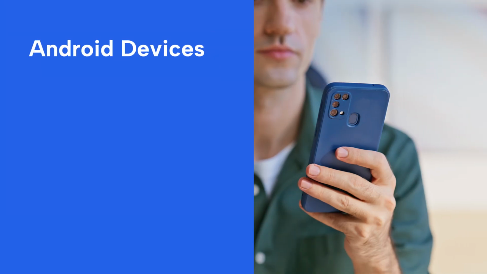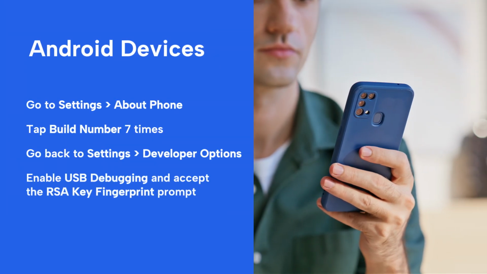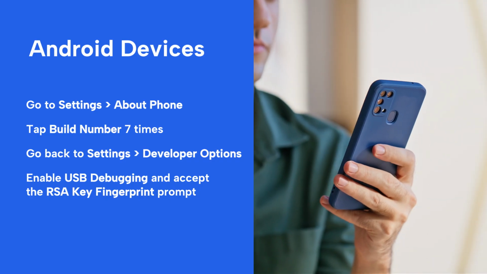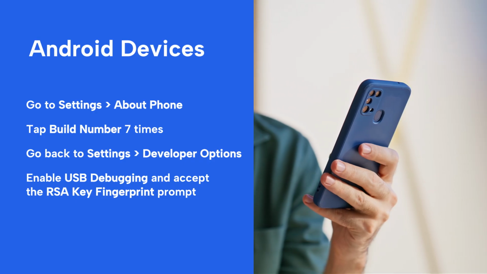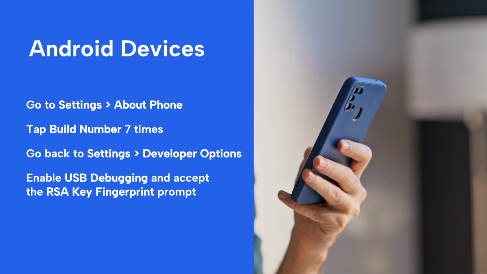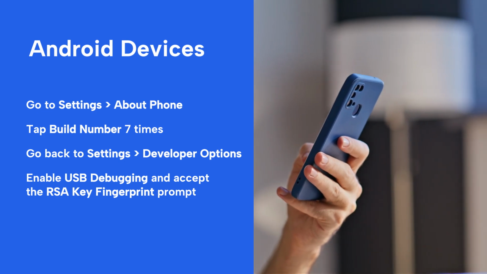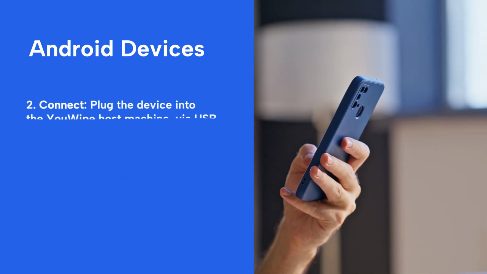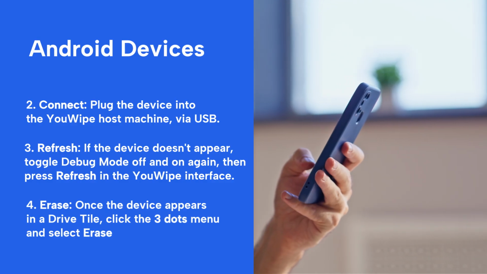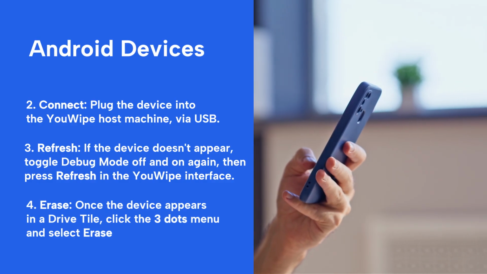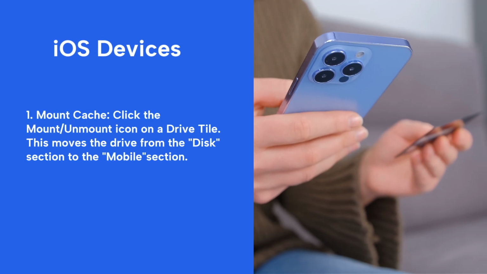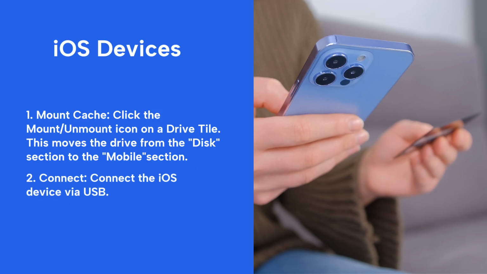For Android devices, you'll need to enable debug mode first. Go to Settings, About Phone, and tap Build Number 7 times to become a developer. Then, go to Developer Options, enable USB debugging, and accept the RSA prompt. Plug it into the Youwipe host machine, hit Refresh if needed, click the three dots on the device tile, and select Erase.